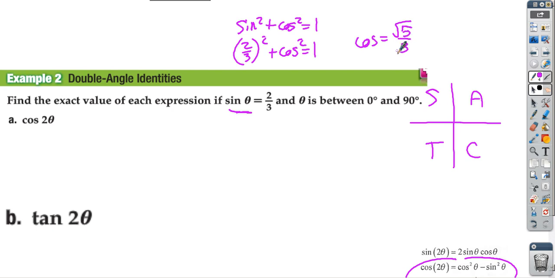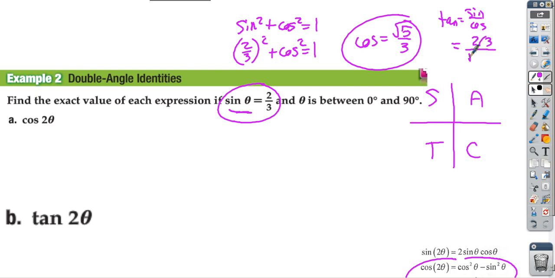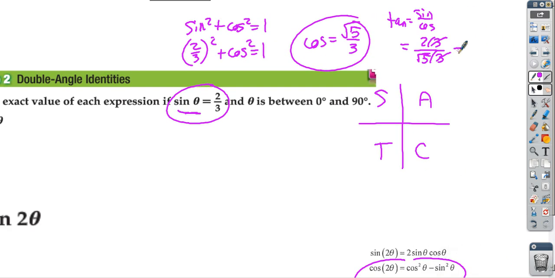And now that we know sine and we know cosine, we can find tangent, because tangent is equal to sine over cosine. And sine in this case is 2/3, and cosine is radical 5 over 3. So those will cancel each other out. Now when you simplify, you're going to get 2 over radical 5. And when we rationalize both the top and the bottom, we would get 2 radical 5 over 5. That's equal to the tangent.